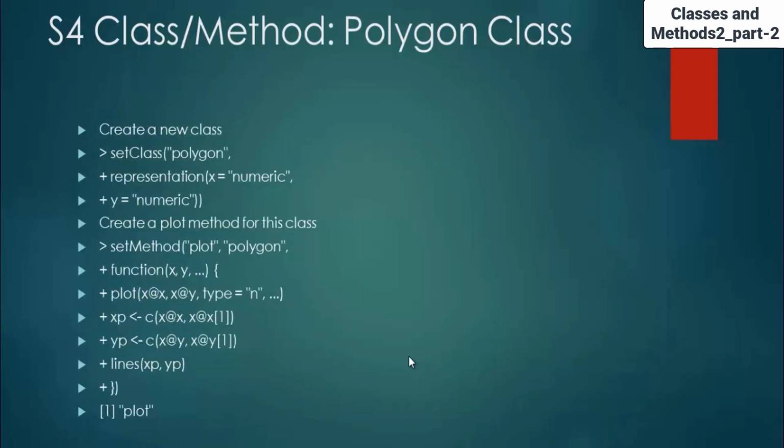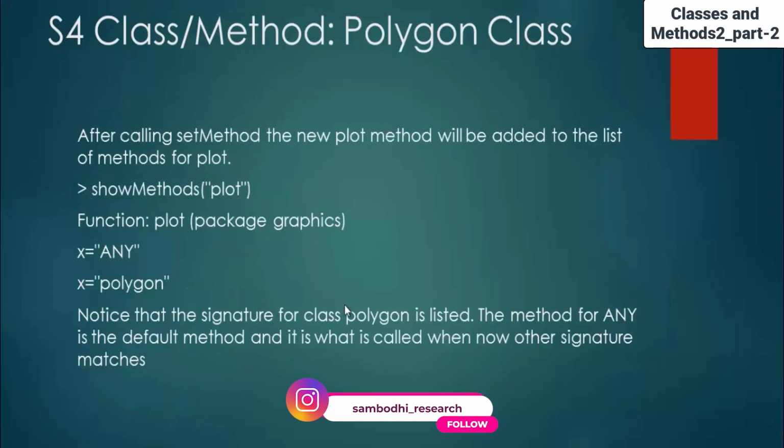So for the polygon class, what are the steps? You are creating a new class, setClass of polygon, representation x numeric, y numeric, and you are creating a plot method for this class. setMethod of plot, you are using polygon, the function of x, y, and you are just using plot with type in lines of xp and yp, and you are just calling the function plot.